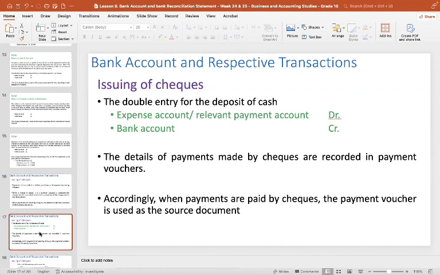So in simple terms, in the double entry for issuing checks, the expense account or the relevant payment account we are debiting, and bank account we are crediting. The details of the payments made by checks are recorded in payment vouchers. Accordingly, when payments are paid by checks, the payment voucher is used as the source document.